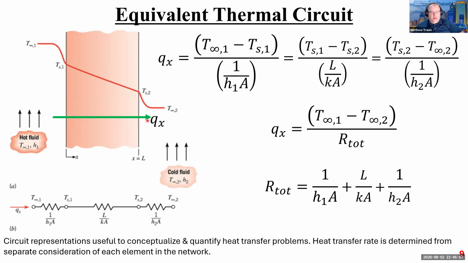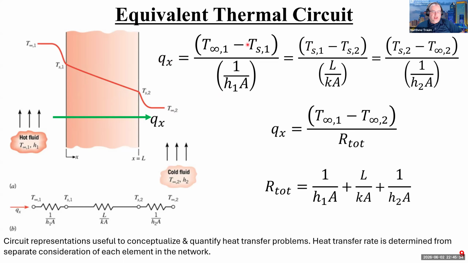It's constant all the way through. So any heat that enters at this spot has to travel through here and has to leave at this spot. And so that heat flux from T infinity 1 to TS1 is the same as from TS1 to TS2, is the same as from TS2 to T infinity 2, right? And that's all I'm writing here, that these heat fluxes are all the same.